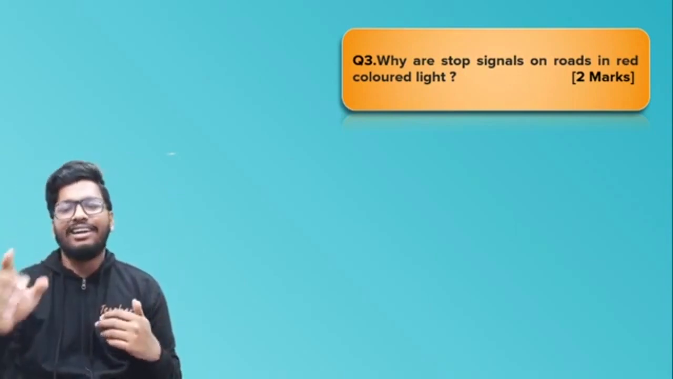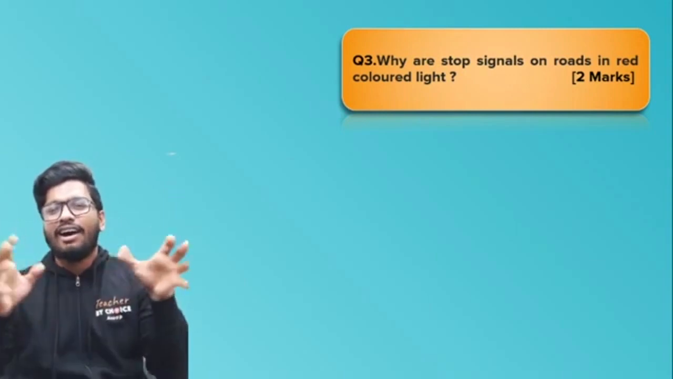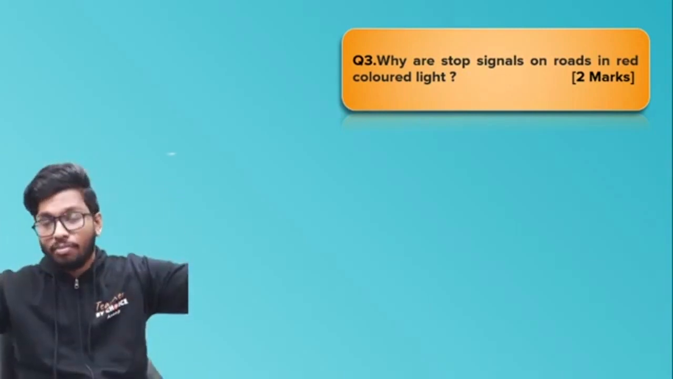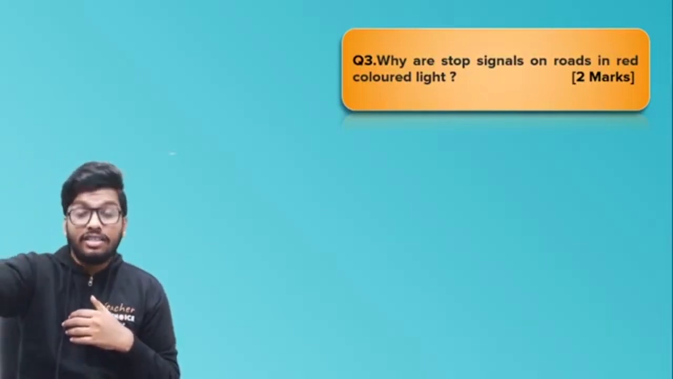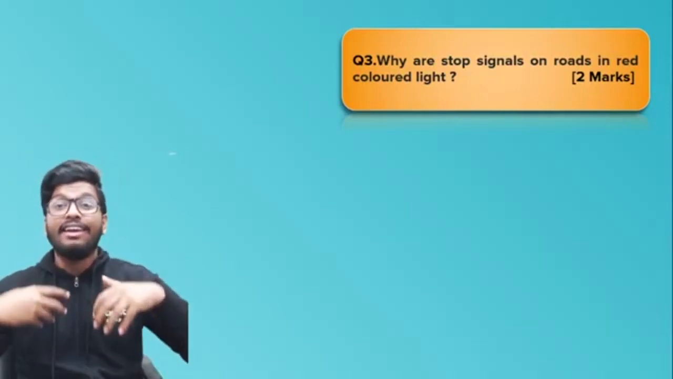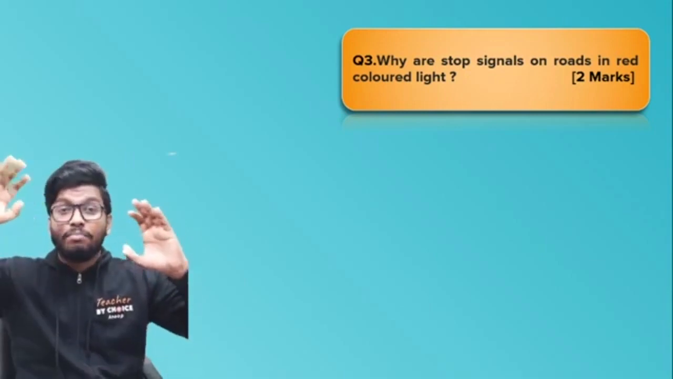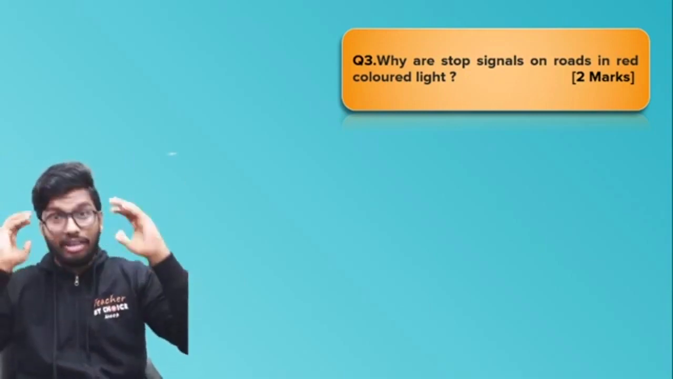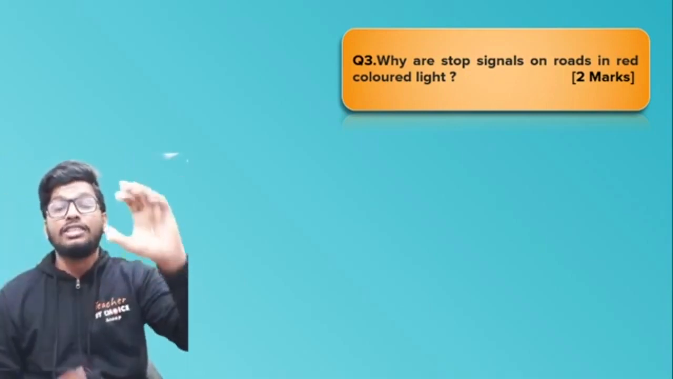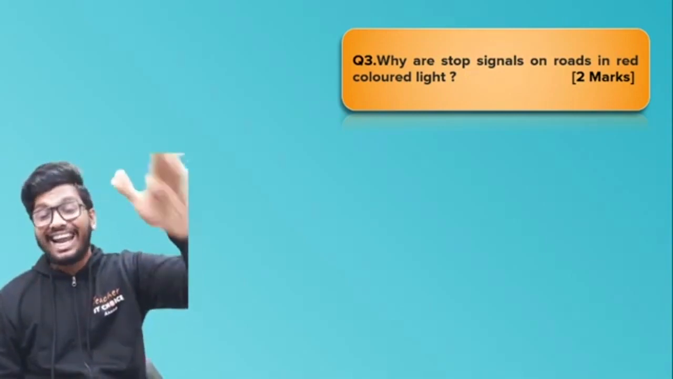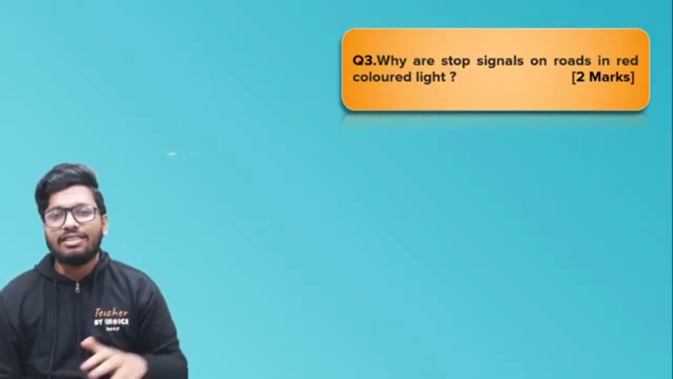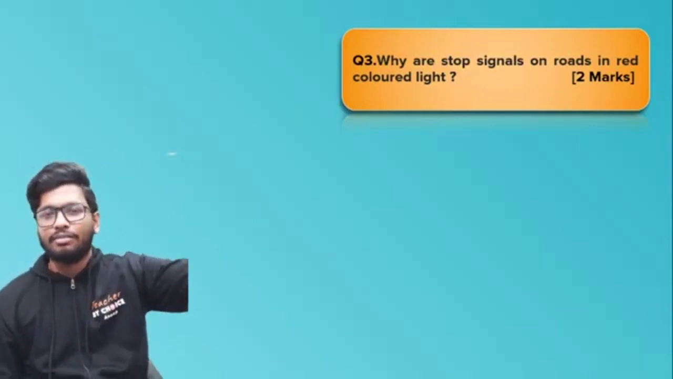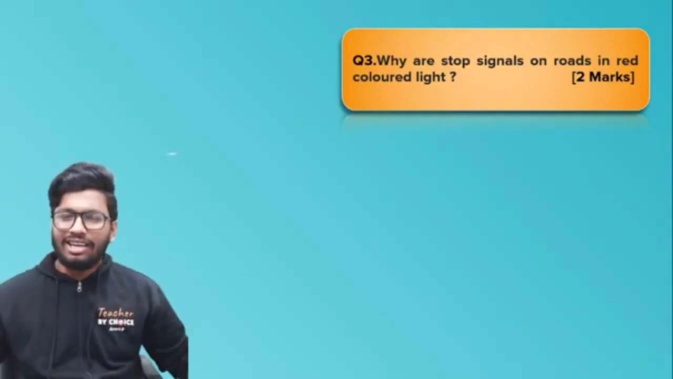Because of the fact that red has a greater wavelength, it does not scatter as much. So it will reach a longer distance. So even if it's foggy or if it's night, even if the person is a couple of kilometers away, if it's a clear sight, then obviously you'll be able to see that red color. Why? Because red light has greater wavelength, so it does not get easily scattered as that of other colors like violet and blue, which would get scattered much more easily.